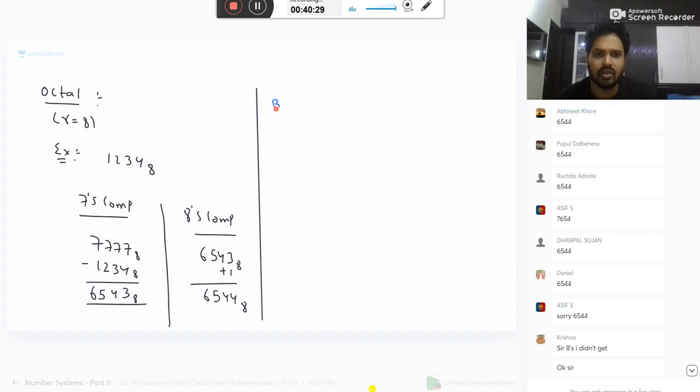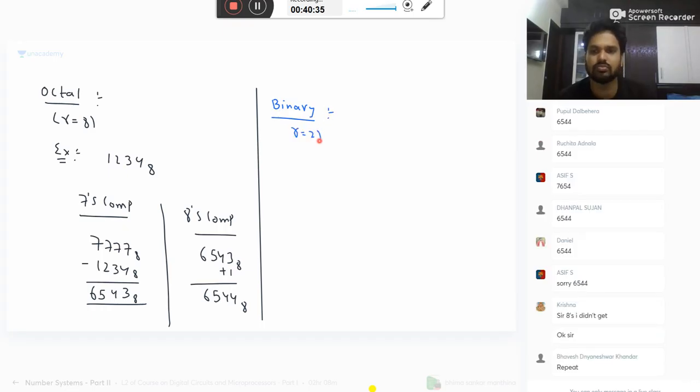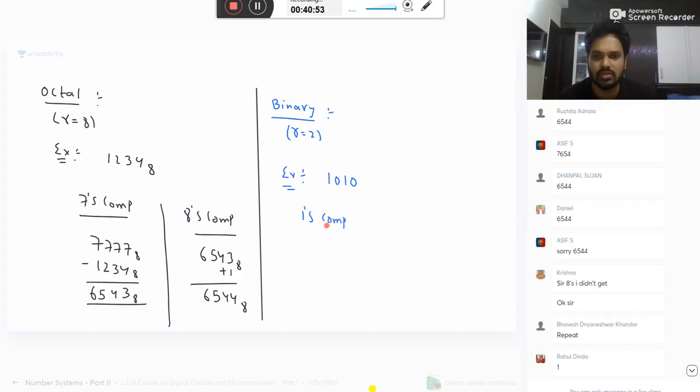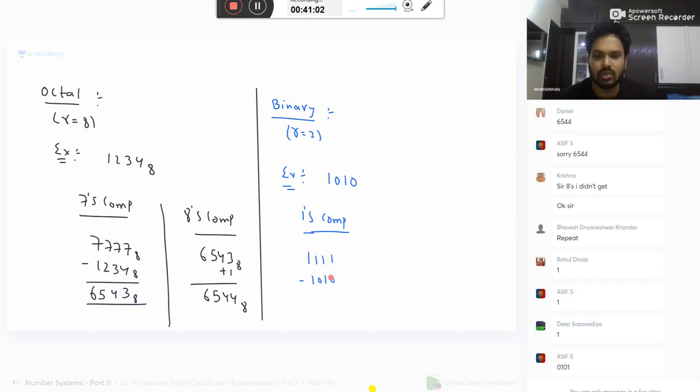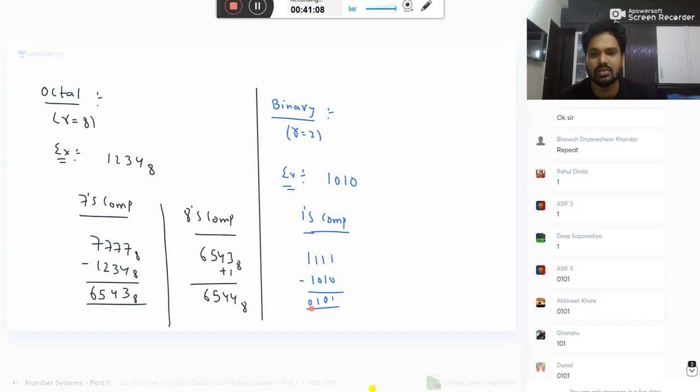Similarly, you can do binary also. That is base equal to 2. Now see, again I am repeating the same process. For example, you have a number 1010. Your base is 2 now. What is R minus 1? 1's complement. 1's complement is subtract the number from all ones. So 1 minus 0 is 1, 1 minus 1 is 0, 1 minus 0 is 1, 1 minus 1 is 0. Here is a simple shortcut: 0 becomes 1, 1 becomes 0.